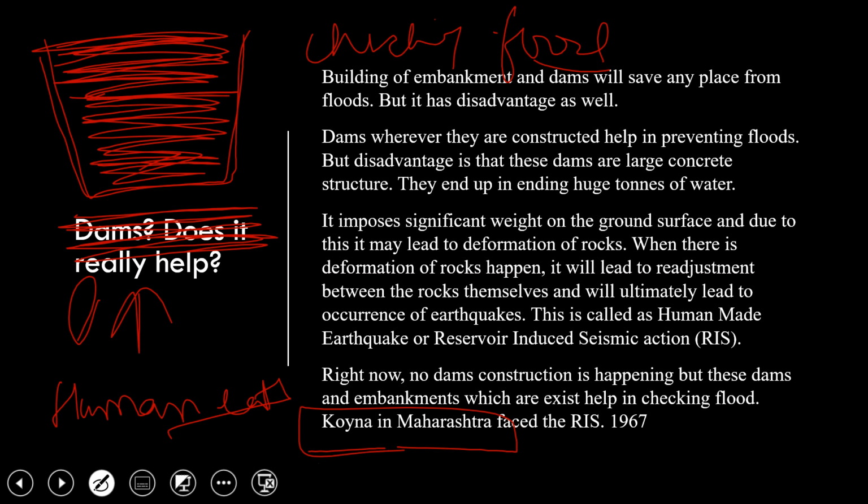This was a human-made earthquake. What happened when the weight on the area increased by the water held by the dam, it ultimately changed the structure of the rocks present beneath the dam, beneath the land of the dam, because of intense heat and pressure. So if you see, there are different kinds of rock formation. One is igneous rock, another is metamorphic rock, and then you have sedimentary rock.